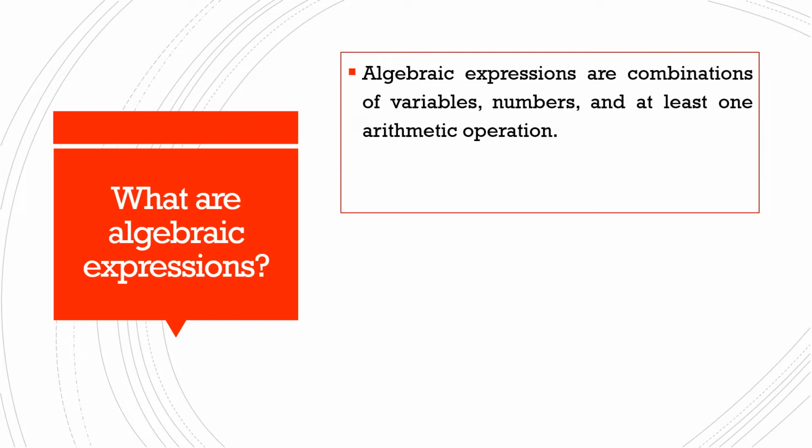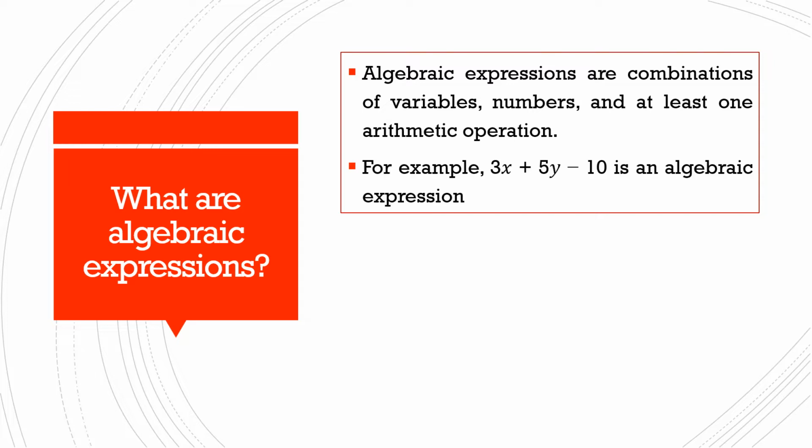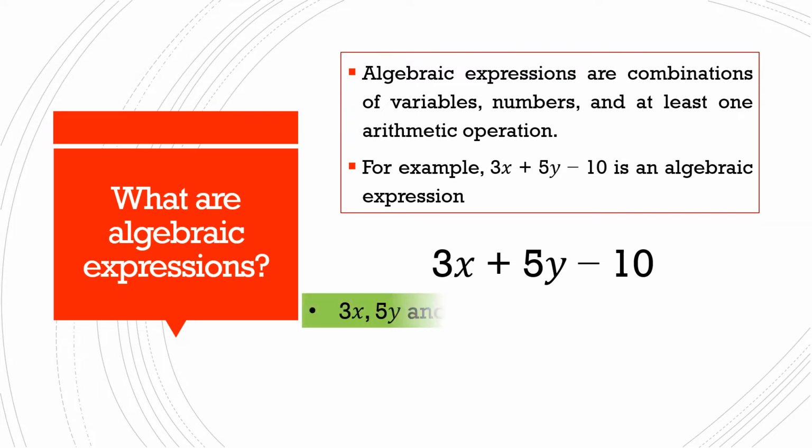So an algebraic expression is a combination of variables, numbers, and at least one arithmetic operation. When we say arithmetic operation, that includes addition, subtraction, multiplication, and division. So here is an example of an algebraic expression. We have 3x plus 5y minus 10.